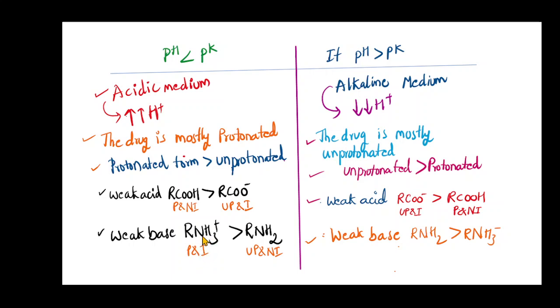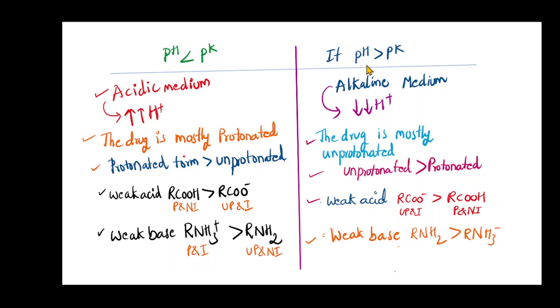How am I saying it is protonated? Because here H ions would be more, whereas here it is unprotonated and non-ionized. Protonated ionized form would be more in the acidic medium, if pH is less than pKa. As I already discussed, pKa is a characteristic value of a drug and pH is the medium. pKa is a constant; pH varies from one region of the body to another.